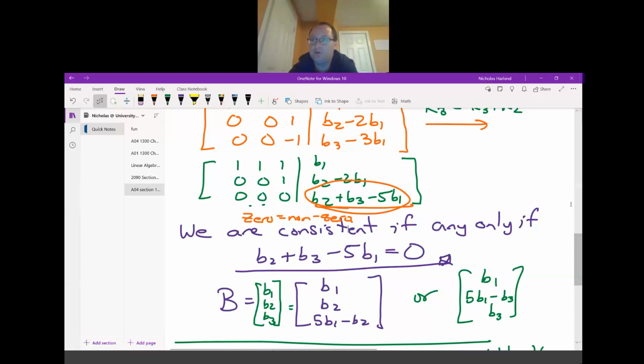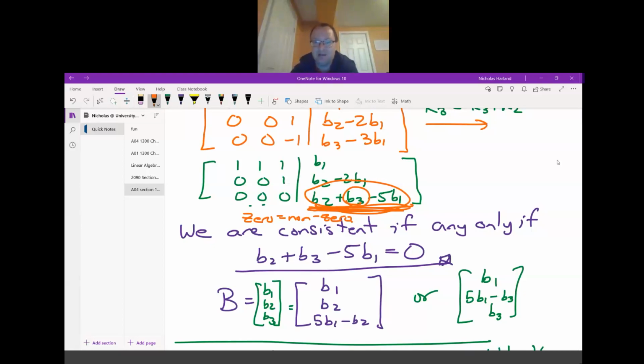As for the other rows, they had leading 1s, so we didn't need to concern ourselves with that. Yeah, B1 and B2 could be anything, and then B3 has to be whatever it needs to be in order for this last expression to be 0.